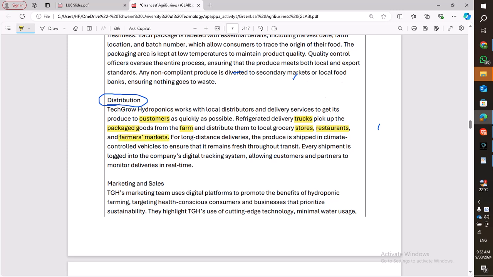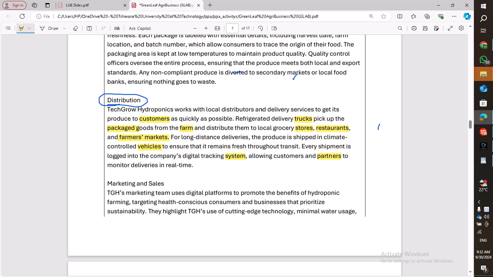For long distance delivery, the produce is shipped in climate controlled vehicles to ensure that it remains fresh throughout transit. Every shipment is logged into the company's digital tracking system, allowing the customer and partners to monitor delivery in real time.